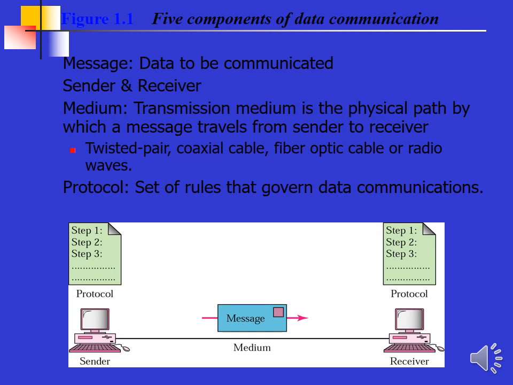In figure 1.1 you see the 5 components of data communication. Message, that is the data to be communicated. We have sender and receiver. Medium, the transmission medium, is the physical path by which a message travels from sender to receiver. You can see it in the diagram. The transmission medium can be a twisted pair, a coaxial cable, fiber optic cable or radio waves. Protocols are a set of rules that govern the data communication.